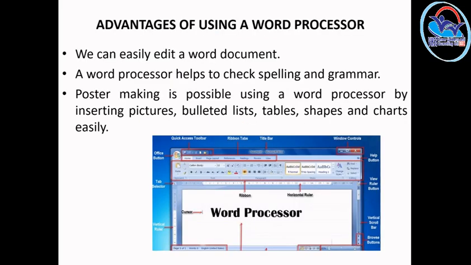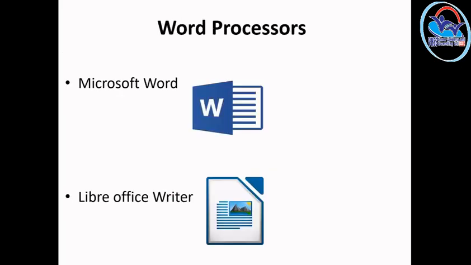What are the advantages of using a word processor? The first advantage is editing is very easy. It also helps to check the spelling and grammar. Another advantage is poster making is also possible using word processor. Examples for word processors are Microsoft Word and LibreOffice Writer.